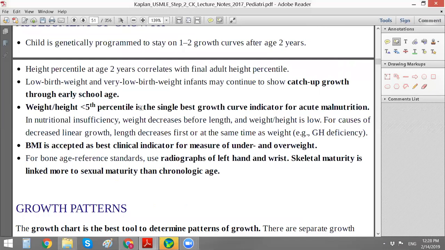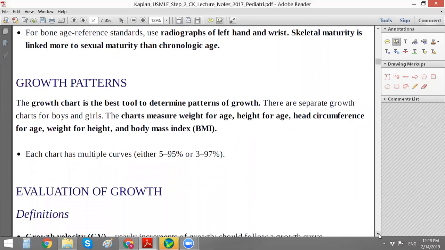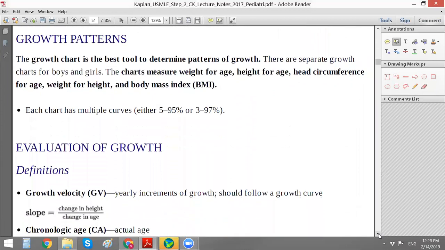Weight for height less than 5th percentile is the single best indicator for acute nutrition insufficiency: weight decreases before length, so weight for height is low. For causes of decreased linear growth, such as growth hormone deficiency, length decreases first or at the same time as weight. BMI is accepted as the best clinical indicator for under and overweight. For bone age reference standards, use radiographs of the left hand and wrist. Skeletal maturity is linked more to cerebral maturity than chronologic age. Growth chart is the best tool to determine patterns of growth.